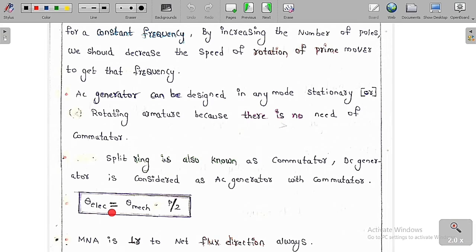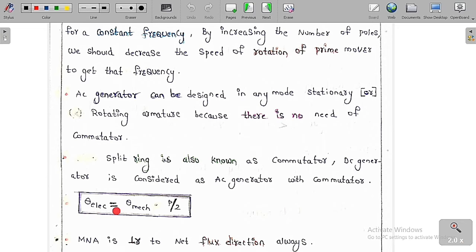As I have already told you, the electrical angle is equal to the mechanical angle into P by 2. Whenever the number of poles is equal to 2, the electrical angle is equal to the mechanical angle. In all the EMF equations, and in all the formulas of electrical machines, we have to use only the electrical angles.